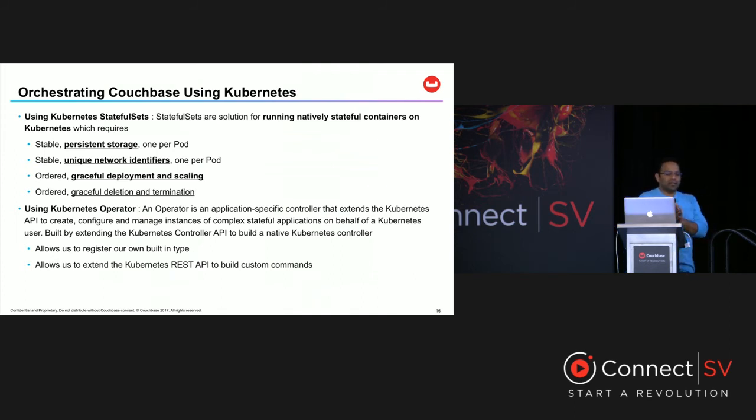As I said, at the beginning of this year when Kubernetes announced stateful sets, it was a dream come true, because we needed stateful sets for running the database on containers. Stateful sets have the qualities of persistent storage, unique network identifiers, graceful deployment and scaling, and graceful deletion and termination, right? These are all the characteristics we need for a database.